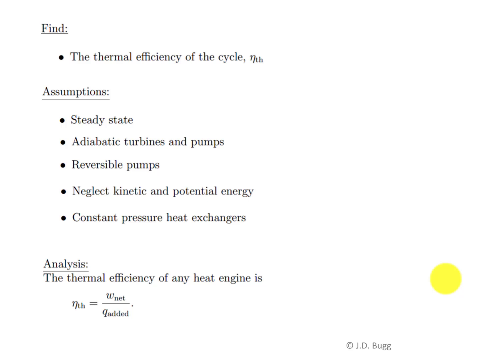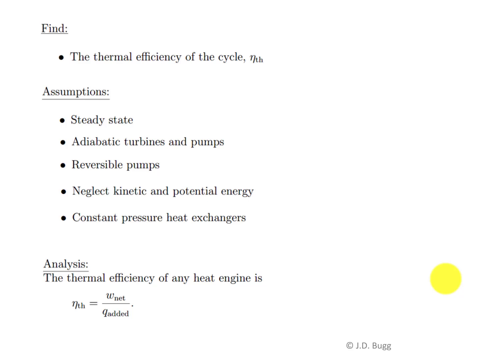So notice here we've written both the net work and the heat added as lowercase letters. So we'll be doing this analysis on a per unit mass basis. Now, as I said, it's a little bit more complicated here because the flow rate through the various components is not the same. So this is a Rankine cycle that has some branching.